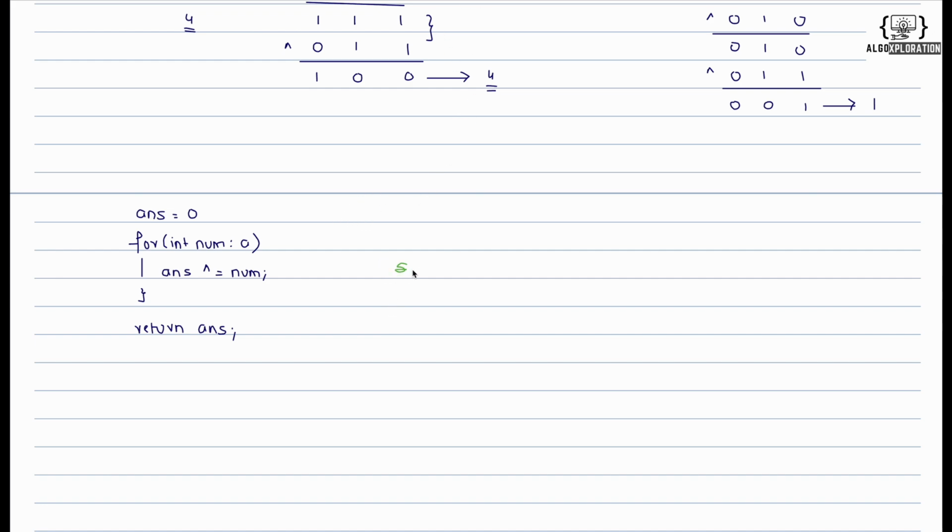Let's talk about the space complexity first. Since we didn't take any extra space, it will be order of 1. And the time complexity will be order of n, because there is a single for loop which runs n times. So this is the time complexity and space complexity.